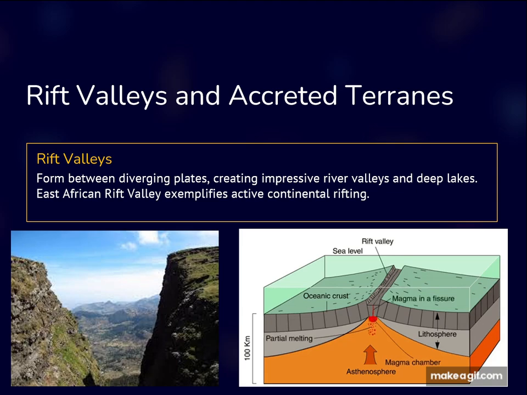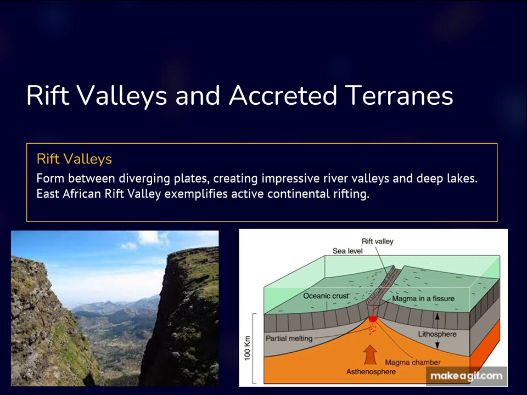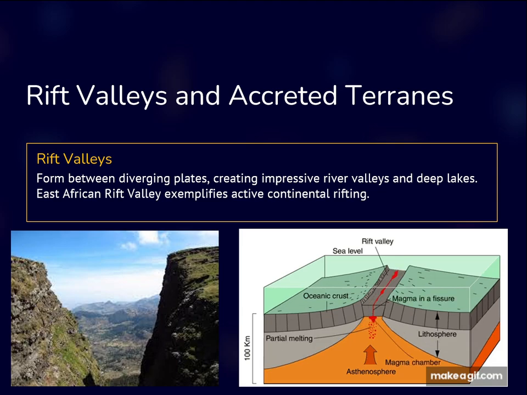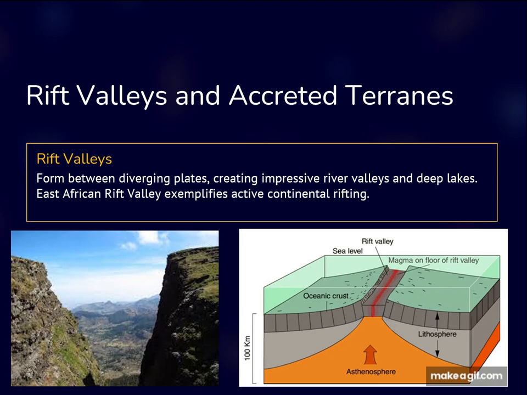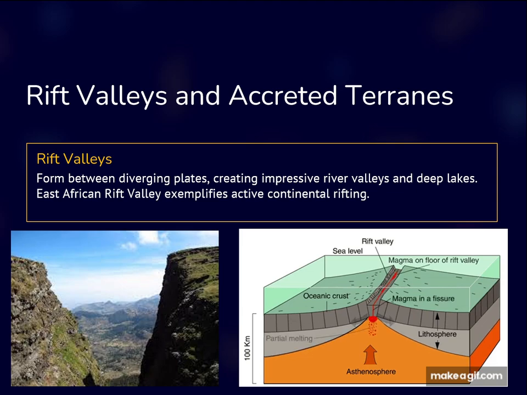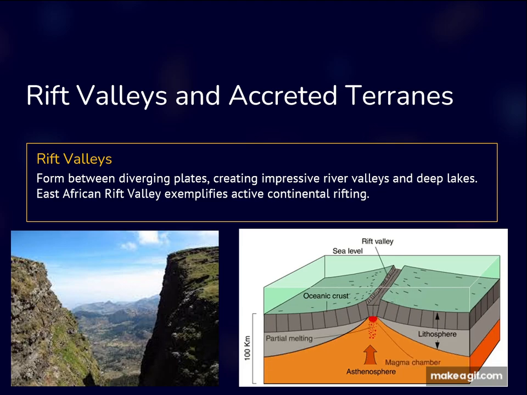Two other important processes include rift valleys, which can be found when continents split apart. One example that we've already mentioned is the East African Rift Valley, which contains dramatic landscapes, lakes, and even the birthplace of mankind. We also have accreted terrains. These are when chunks of crust are scraped off of oceanic plates and then welded onto continental crust. Some examples: the Pacific Northwest of North America.